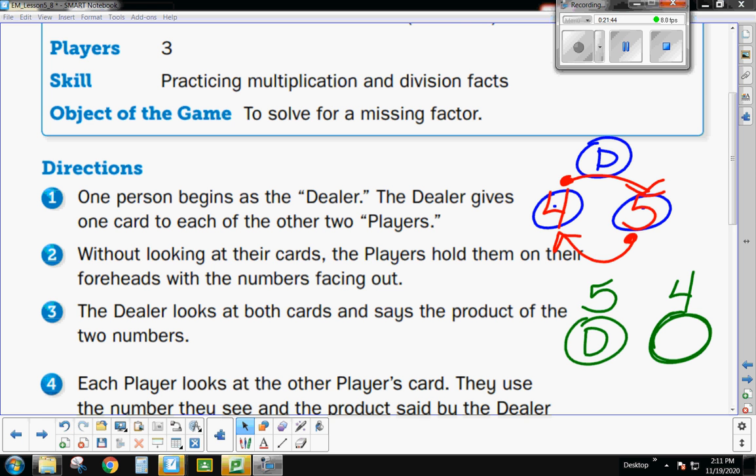Okay, but it's practicing finding the missing factors, which really is practicing division. Okay, it's just an easier way to practice division. Kind of like we use addition to help us solve subtraction, we use multiplication to help us solve division.